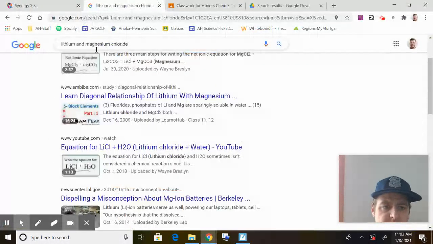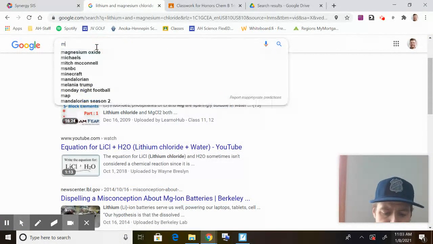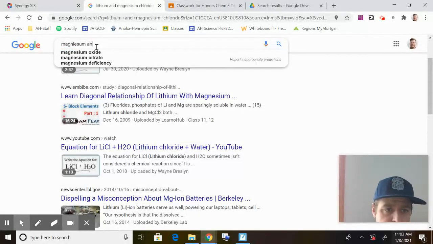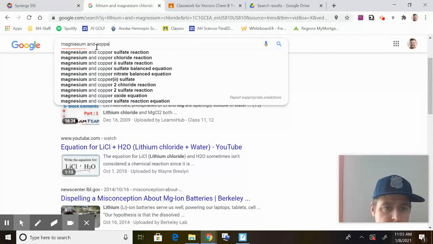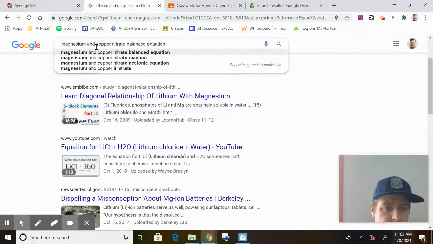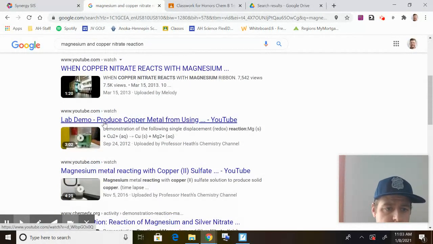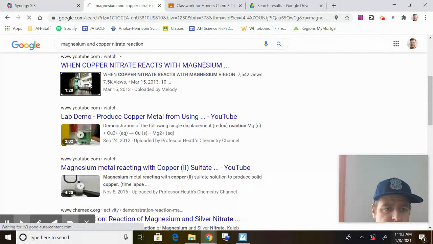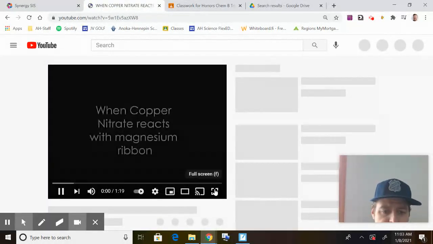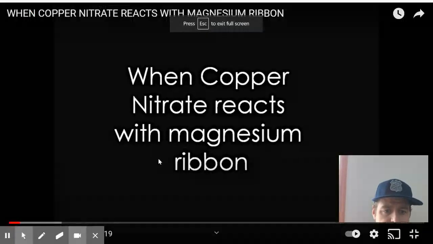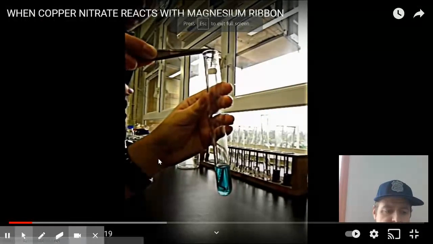Okay, so magnesium and copper nitrate reaction. Okay, so here we go. Here's a video of a single replacement reaction. Copper nitrate. So you got magnesium ribbon.